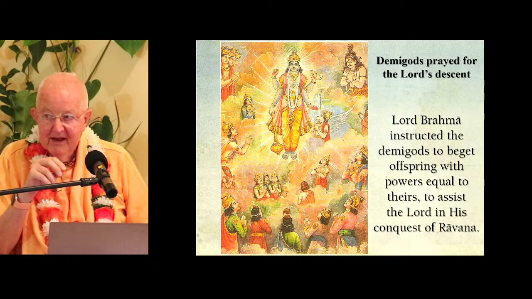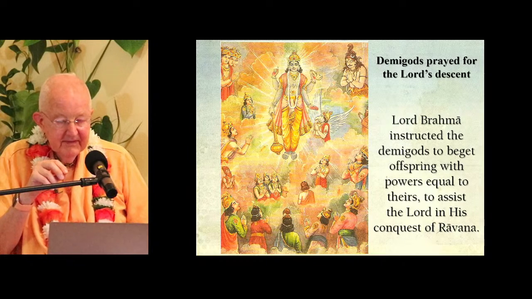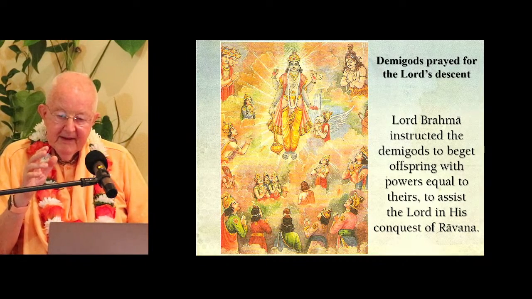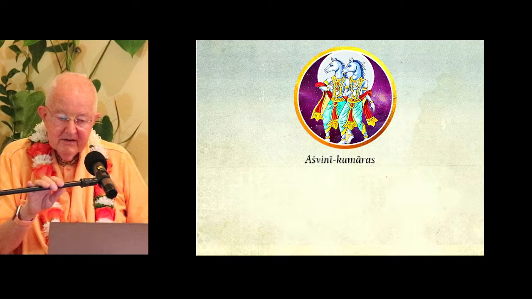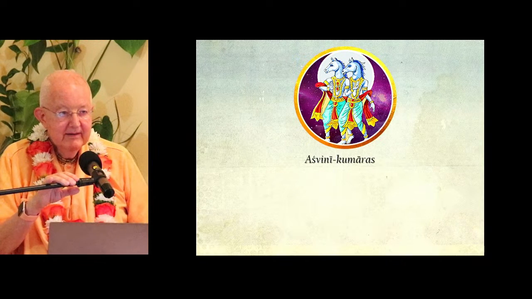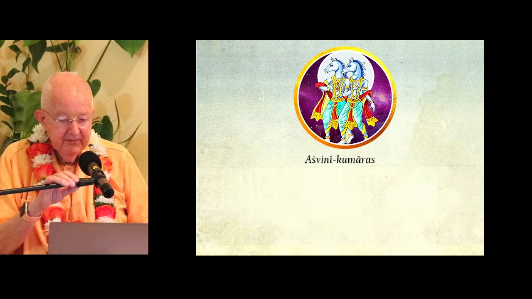Suryadev. And who is the father of Vali? Indra, right? Indra. And who is the father of Hanuman? Vayu. So the Ashwini Kumaras became the father of Dvivida and Minda.